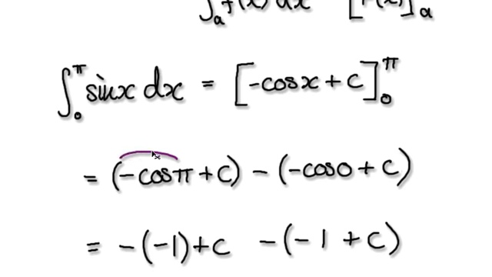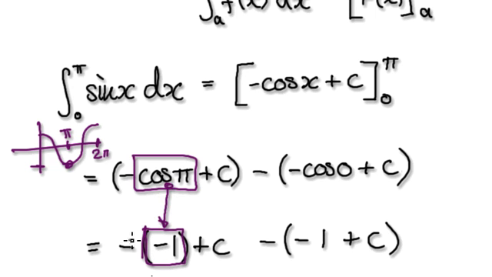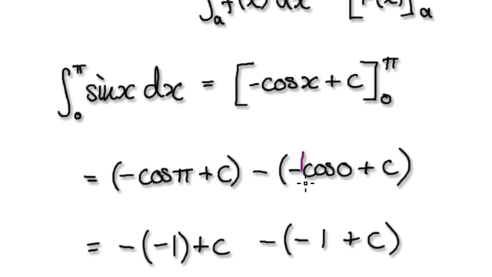But let's just carry on here. Remember, cos of pi is negative 1. Your cos graph will look something like this. This here is 2 pi, this here is pi, and cos of pi here is negative 1. So this negative is still out here, and then you've got your c here. And then cos of 0 is 1 itself, and this negative is on the outside.